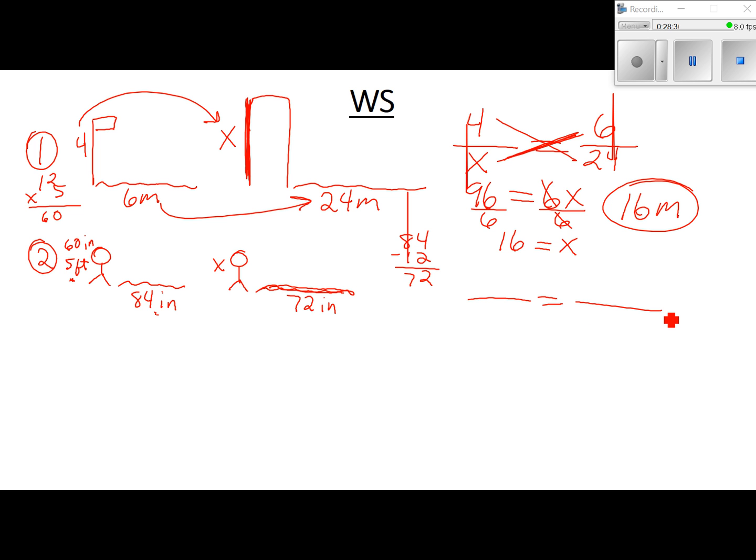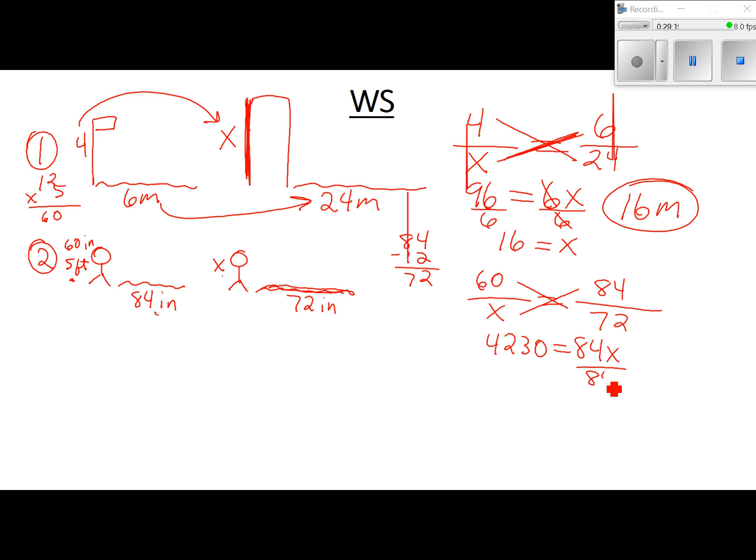When we go to set up our proportion, take Madeline's height, which is 60. Friend's height is X. So we compare those two. Madeline's shadow, which is 84. Her friend's shadow, which is 72. Grab your calculator. We cross multiply 60 times 72. Bad thing with changing all this into inches is that it gives us these big numbers. Cross multiply the other way. 84 times X.